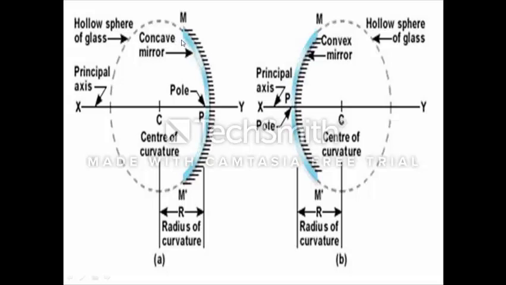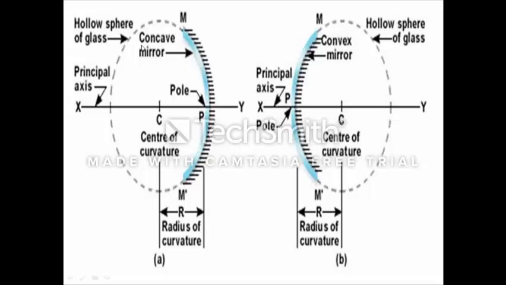Both the concave mirror and the convex mirror are parts of the hollow sphere. They are cut from the hollow sphere, and one is polished outward and the other inward. In the case of the concave mirror it is polished outward, and in the case of the convex mirror it is polished inward. The surface which is not polished acts like a reflecting surface.